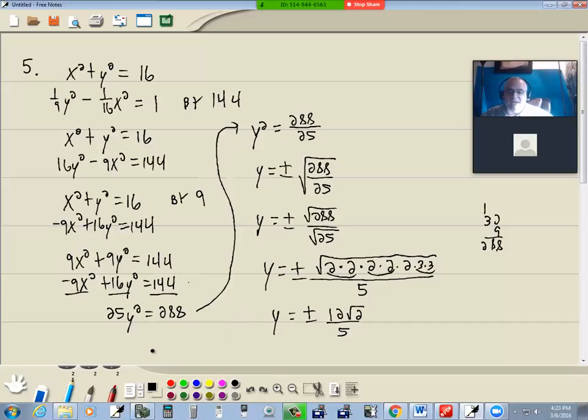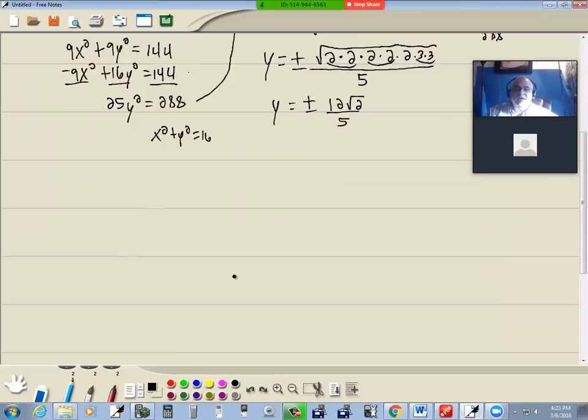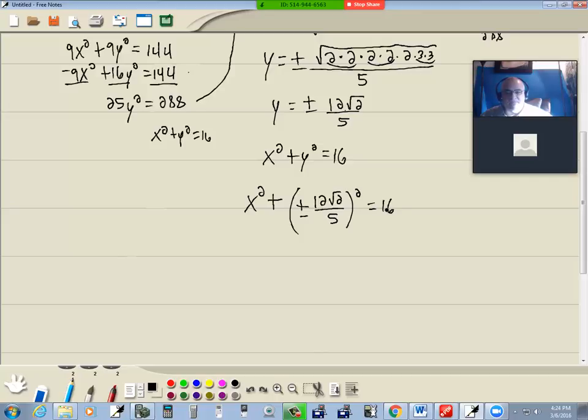Now we have to find our x value. So we're going to continue. We're going to take that value and plug it into one of our equations. I'll plug it into x squared plus y squared is equal to 16. Now we'll plug that in for the y, and we're going to have plus or minus 12 square root of 2 over 5, squared, equals 16.